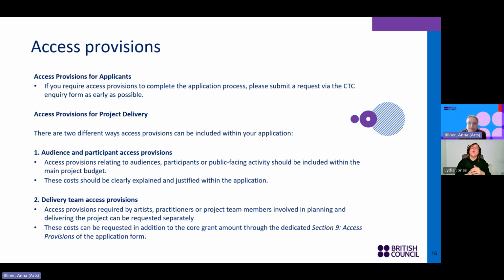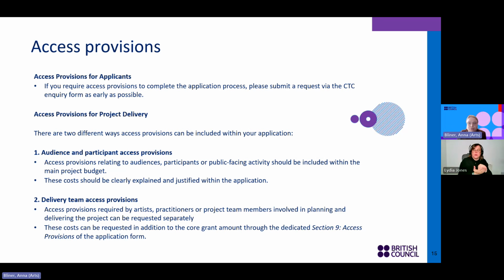We know that accessibility requirements vary significantly between applicants and projects. So we'd like to explain the different support options available. First, if you require access provisions in order to complete the application process itself, please contact us through the inquiry form as early as possible so that we can discuss how we may be able to support you. There are then two different ways that accessibility provisions can be included within a project application. The first relates to audiences, participants, or public-facing activities. Any accessibility provisions for these elements should be included within the main project budget and explained within the application.